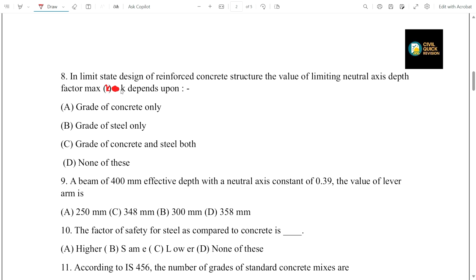Okay, does it depend upon the grade of concrete, or the grade of steel, or the grade of concrete and steel both, or none of the above? Here the limiting neutral axis depth factor is presented as XU limit. In this question, XU limit depends upon grade of concrete, grade of steel, grade of concrete and steel both, or none of the above.